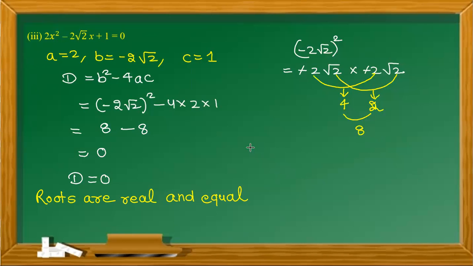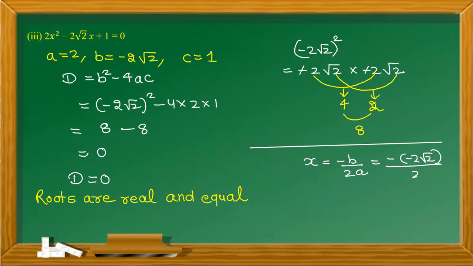In this case, the equal roots are given by x is equal to minus b over 2a each, minus minus 2 root 2 divided by 2, which is equal to, minus minus will cancel out, so 2 root 2 divided by 2, which is equal to root 2. Therefore, x is equal to root 2 and x is equal to root 2 are the two real roots of this quadratic equation.